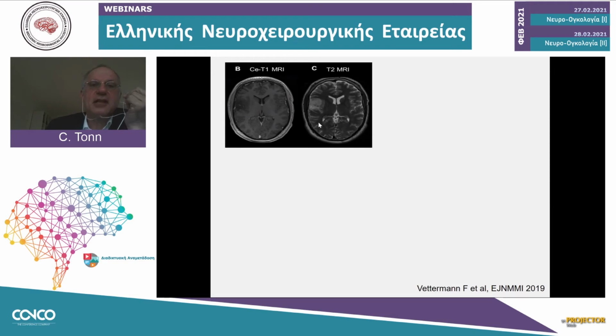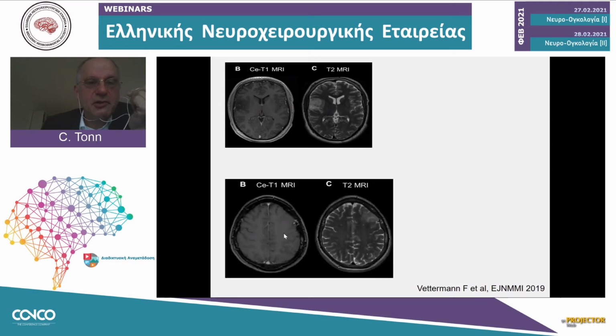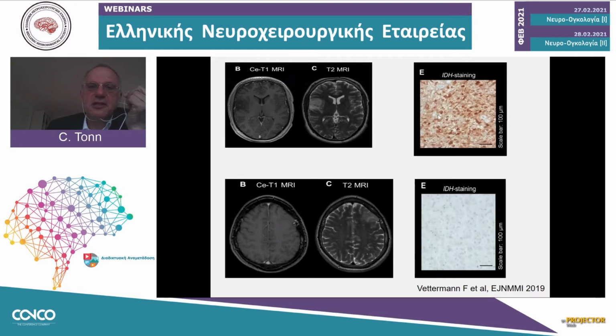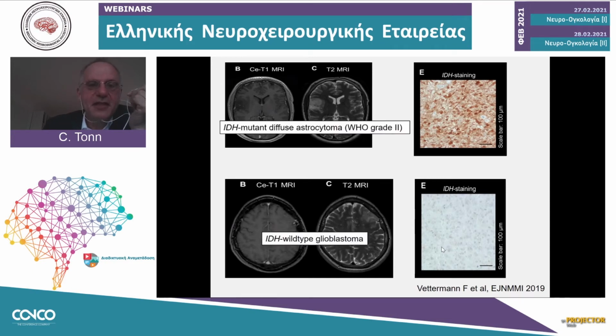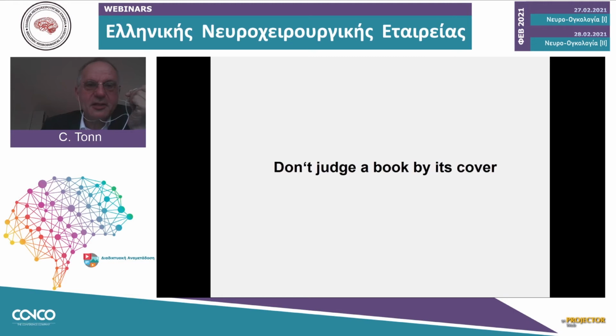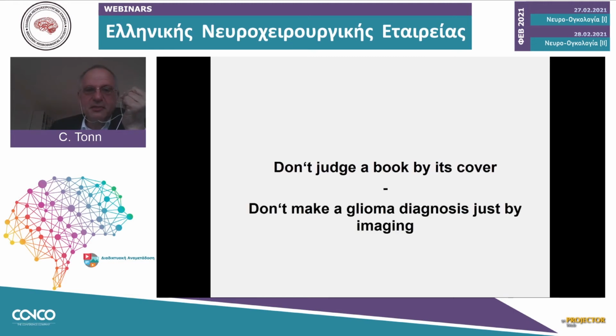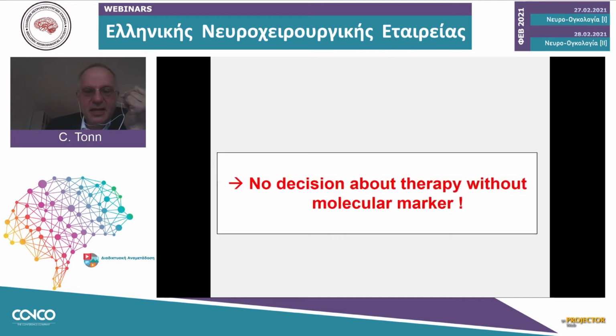So the important thing is, if you have a tumor like this, this is your MRI image, no contrast enhancement, and you have another one also no contrast enhancement, the typical T2 alterations like there, and then you do just a stain for IDH1 mutation, you see this is a mutant and this is a wild type tumor, and this is a grade 2, and this is a glioblastoma. So they look completely similar in the image, one different gene and completely different diagnosis. So don't judge a book by its cover. Don't make glioma diagnosis just by imaging. You have to have molecular information in order to make a decision about the therapy.